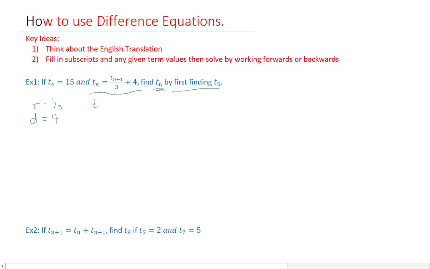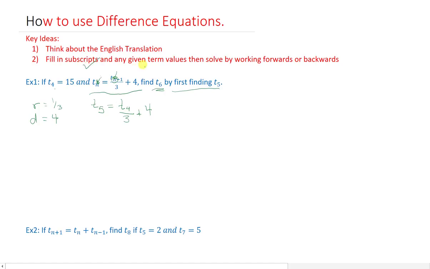I want to be able to find the next term, so I'm not overly focused on T4. I already have that. I want to find T5, so I pop in T5. If I put 5 in for that n there, I'm also putting 5 in for that n there, meaning this is T4, because 5 minus 1 is 4, over 3 plus 4. So that's filling in my subscripts.